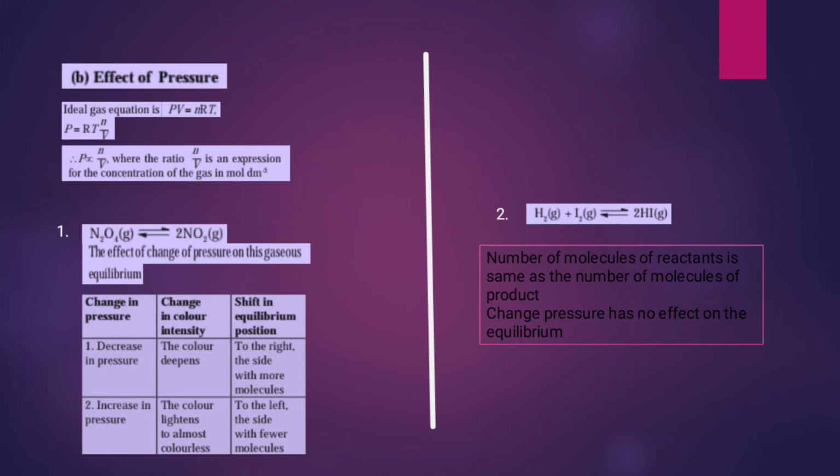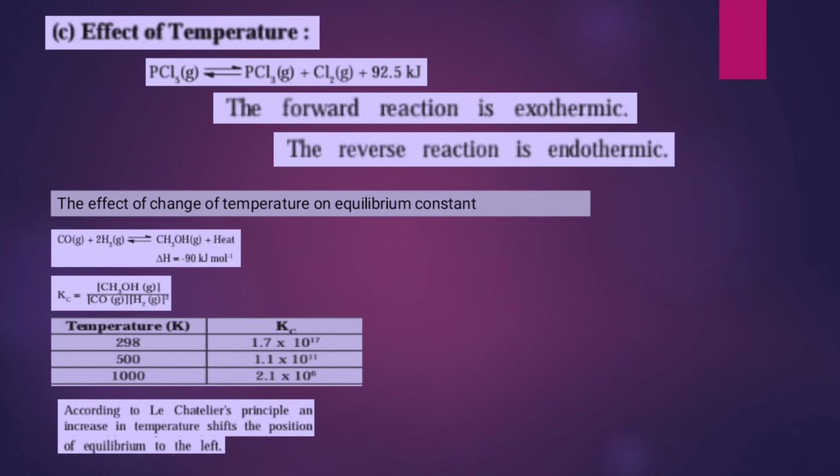Now let us see the next factor. The next factor is the effect of temperature. Here see one more example. Now see the reversible reaction. The reaction is at equilibrium. Now you have over here PCl5 in the gaseous state, reversibly giving you PCl3 in the gaseous state plus Cl2 gas, and the heat liberated is about 92.5 kilojoules.